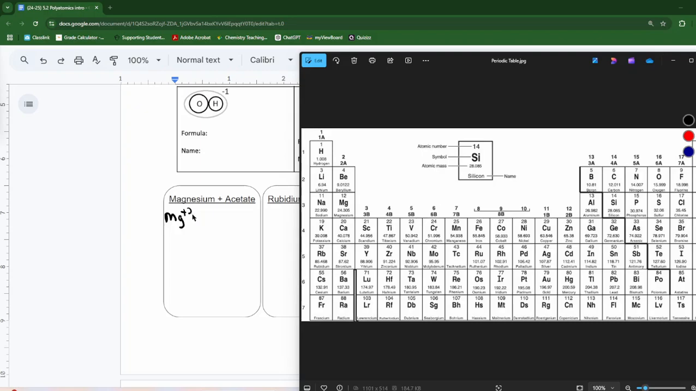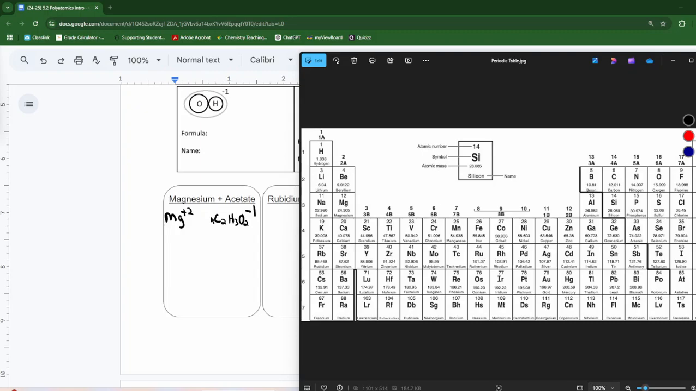It's +2. And we know that acetate we just saw was C2H3O2 -1, right? So how do we bond these two things together? Well, we're going to do the same thing as we did before. We're going to look at their charges and say, do their charges match? No, they don't. And we need to do crisscross applesauce.